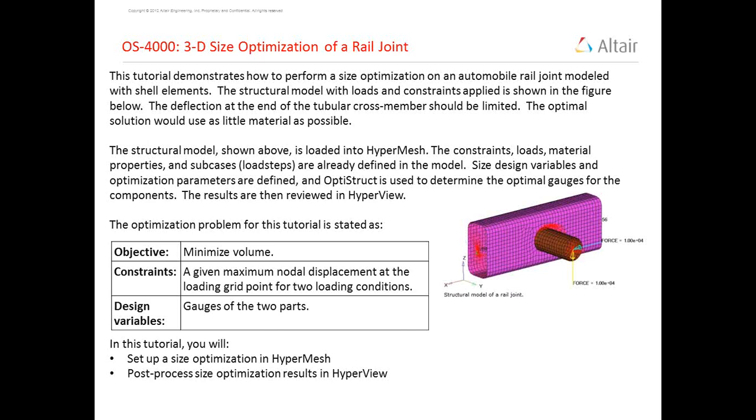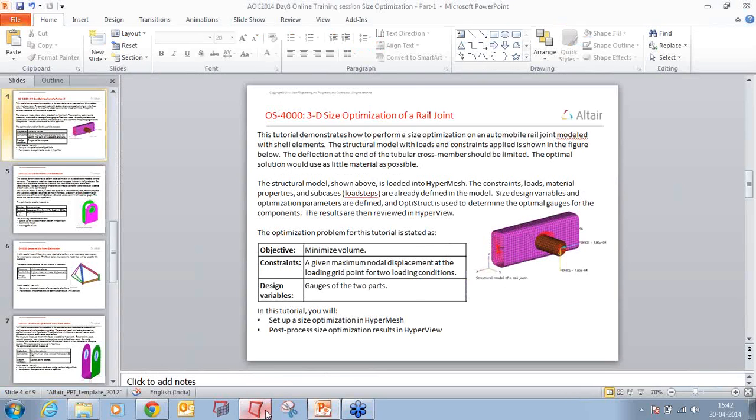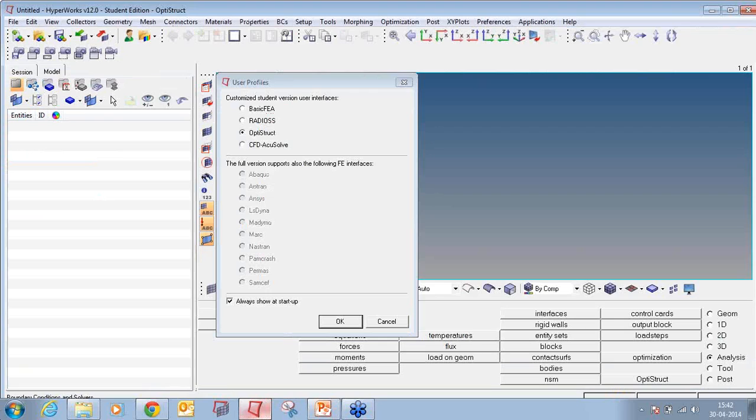The optimization problem for this tutorial is stated as: my objective of this particular optimization problem is to minimize the volume. My constraint is a given maximum nodal displacement at the loading grid point for the two loading conditions. My design variables are gauges of the two parts. In this tutorial, we will see how to set up a size optimization in HyperMesh and post-process the size optimization results in HyperView. So let's open HyperWorks Student Edition.